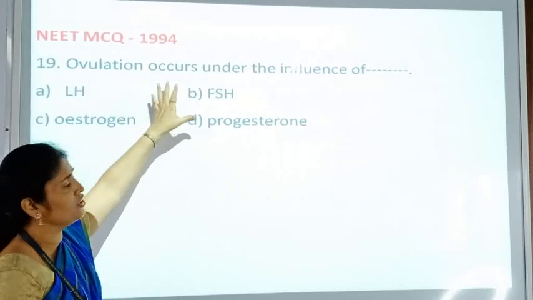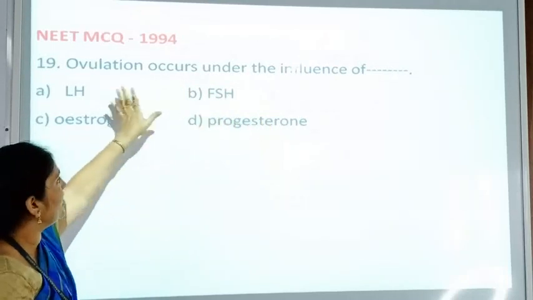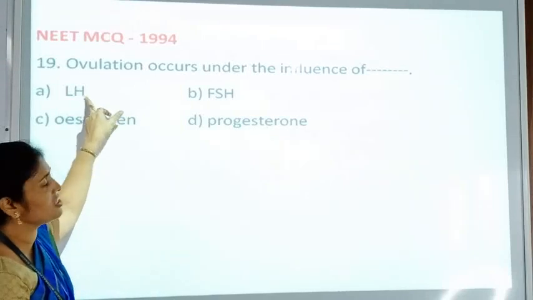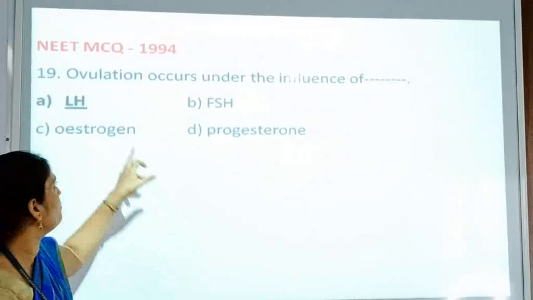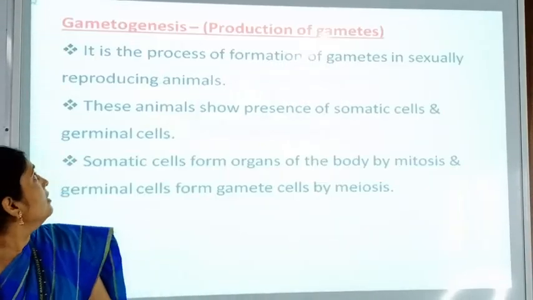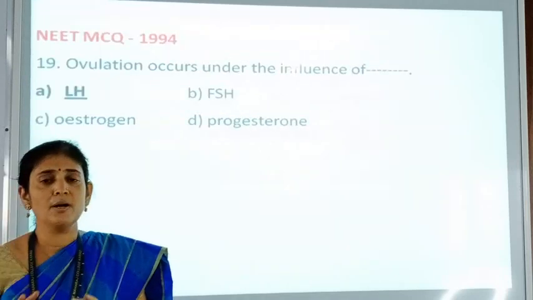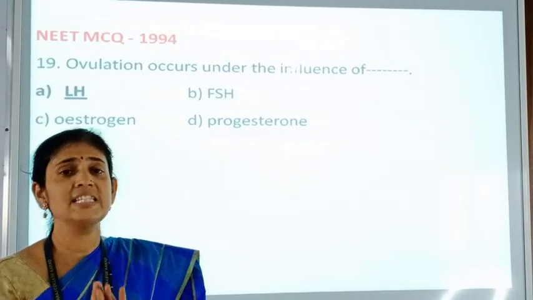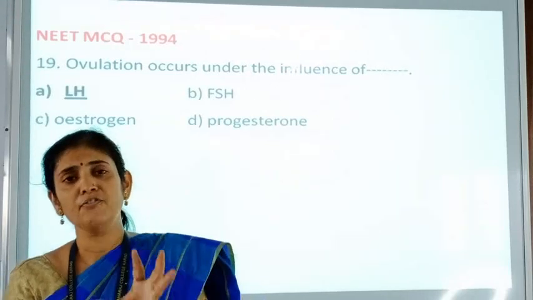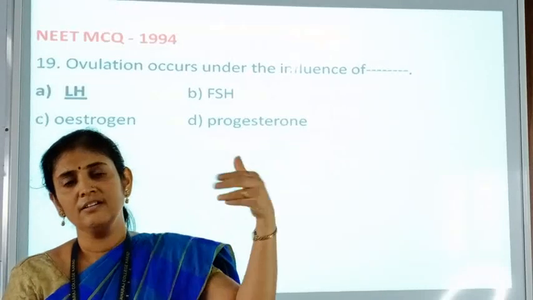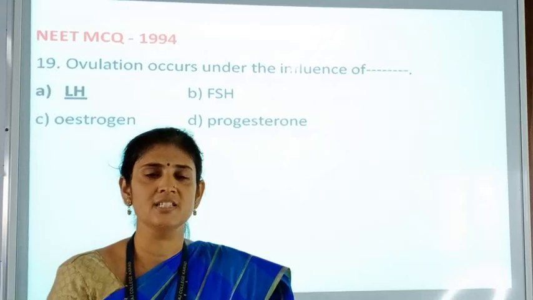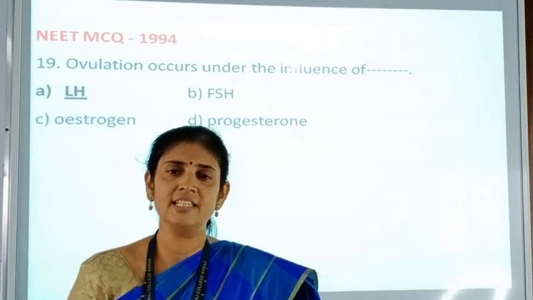Now next question: ovulation occurs under the influence of LH, FSH, estrogen, progesterone. What happens during ovulation? An LH surge is taking place, meaning there is an increased level of LH. So here the first option, LH, is the correct answer. In this way we have completed all the points related to the menstrual cycle, the different phases of the menstrual cycle and all the different MCQs which were asked in the last NEET exams. I hope you understand what the menstrual cycle and its different phases are. The next point we will study in the next lecture. Thank you.